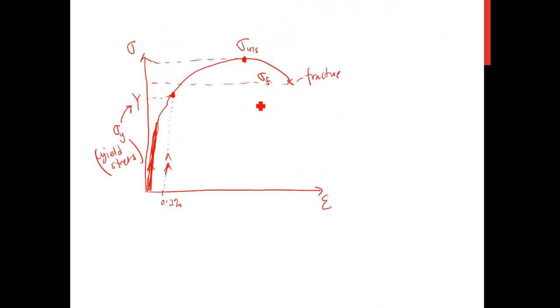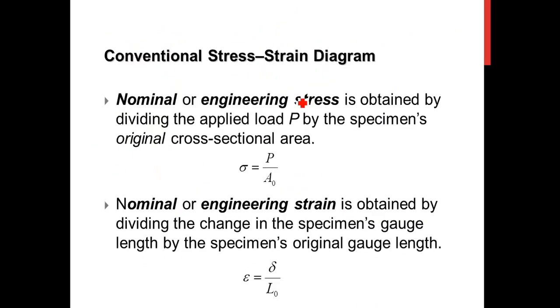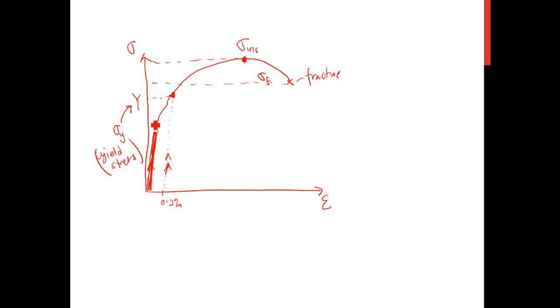Another important part here is the linear line. This linear line can be represented mathematically by sigma equals E epsilon. So how do we get this relationship?